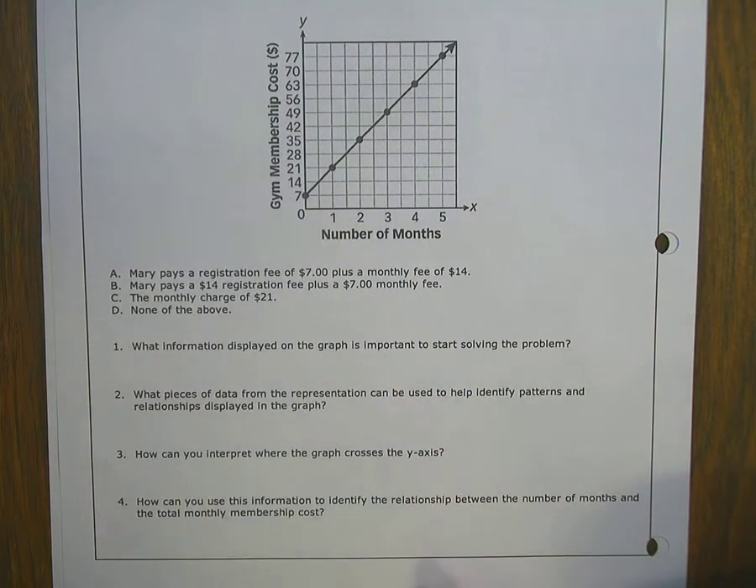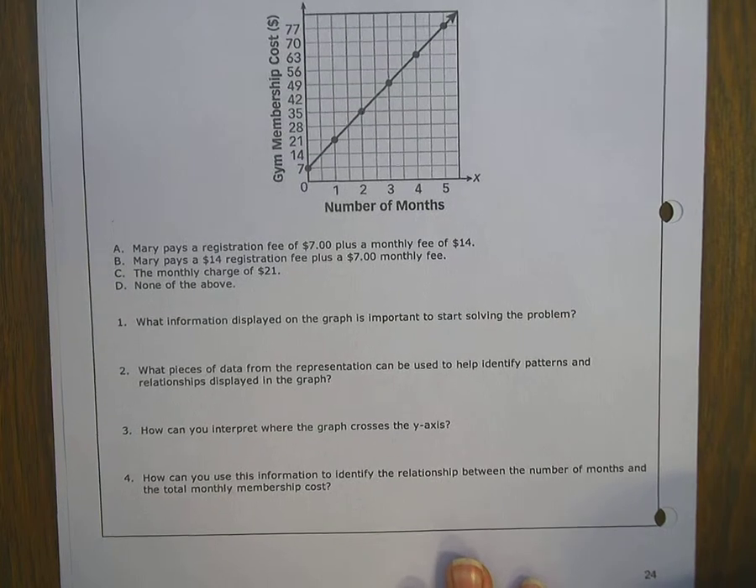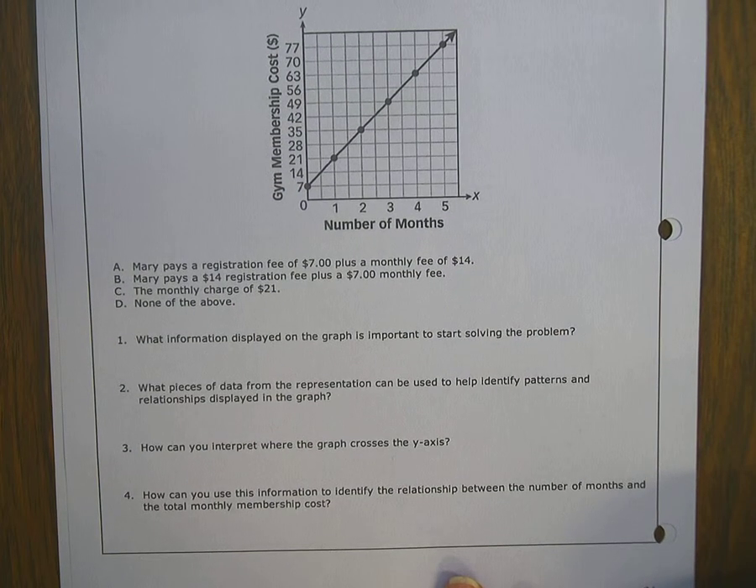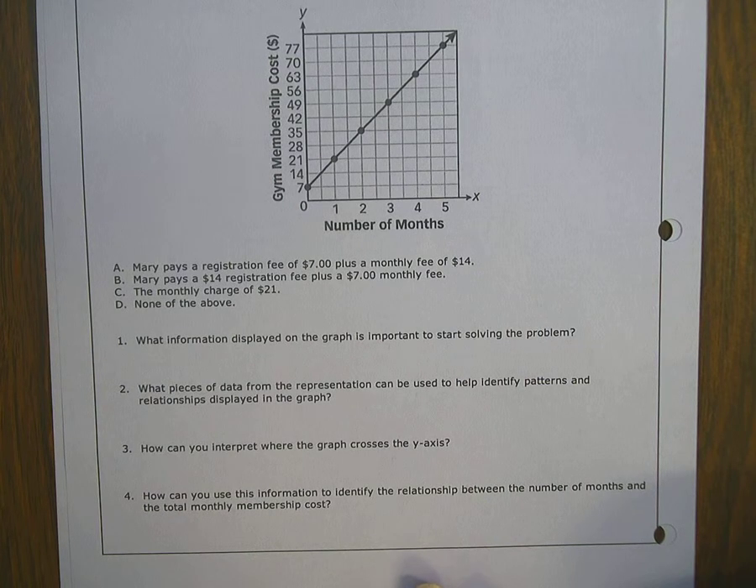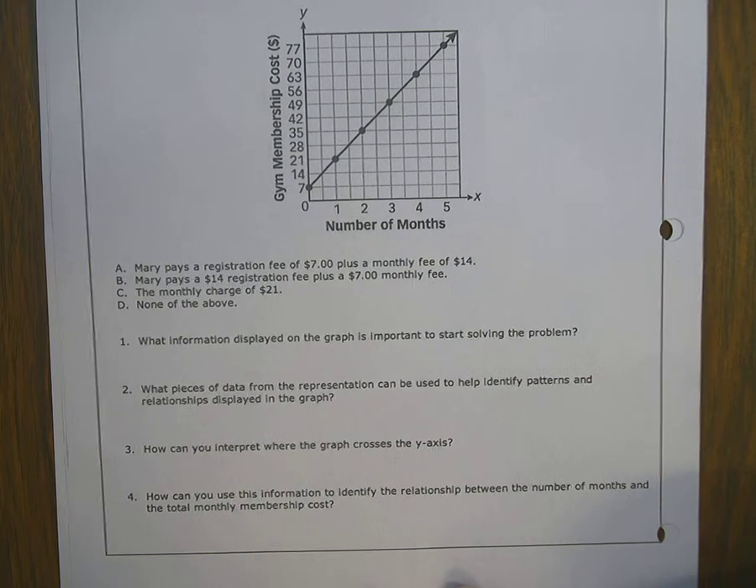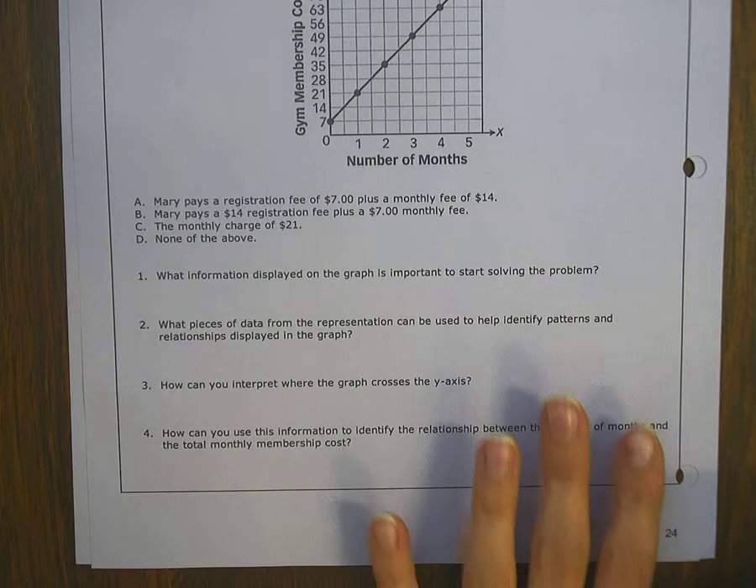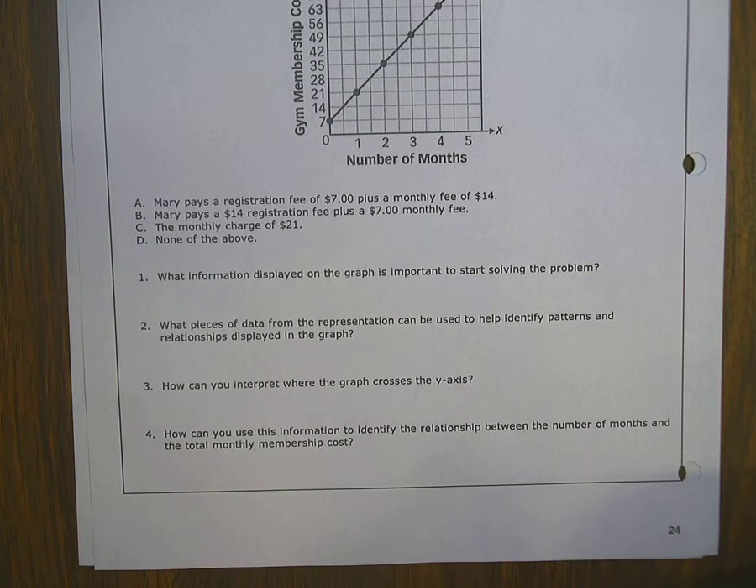Our answer choices are A, Mary pays a registration fee of $7 plus a monthly fee of $14. B, she pays a $14 registration fee plus a $7 monthly fee. C, the monthly charge is $21, or D, none of the above. So let's look at our hint problems. Number 1 says, what information displayed on the graph is important to start solving the problem?